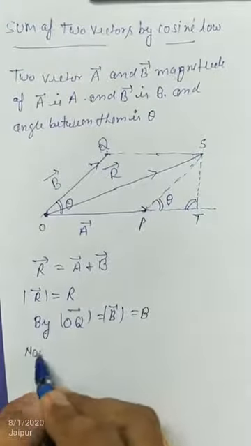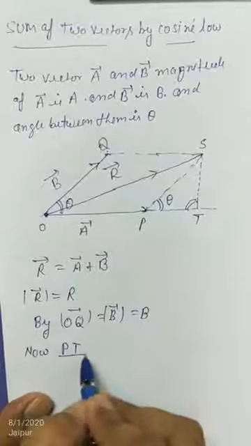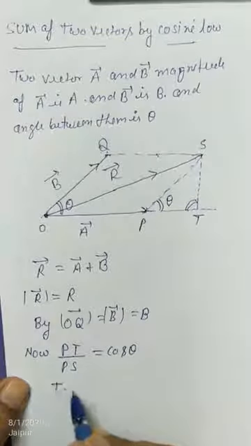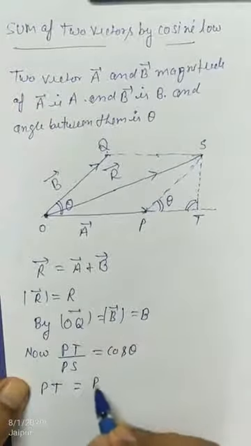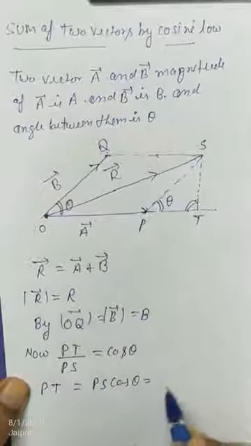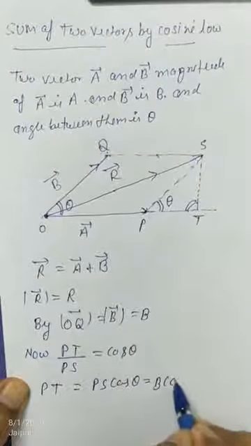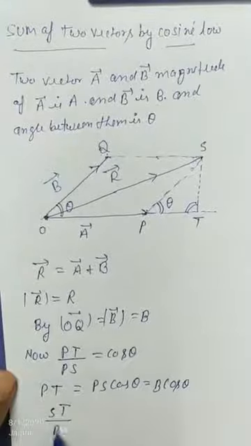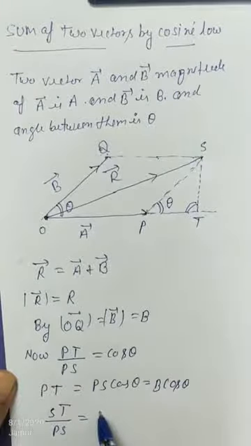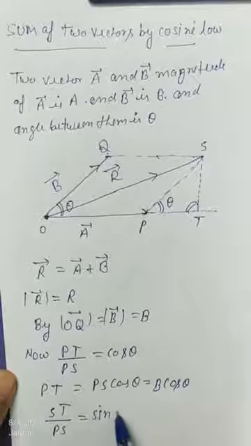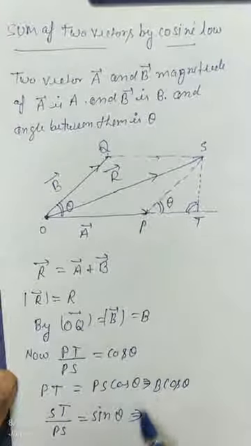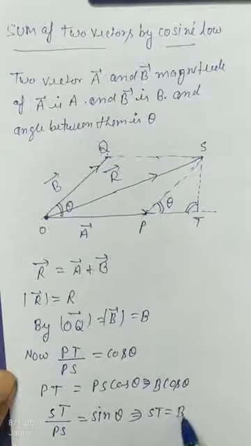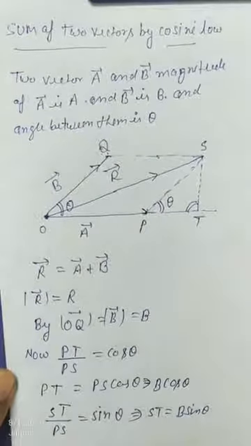Now PT upon PS is equal to cos theta. PT is equal to PS cos theta, which is equal to B cos theta. Now ST upon PS is equal to sin theta. It means ST is equal to B sin theta, because PS is equal to B.